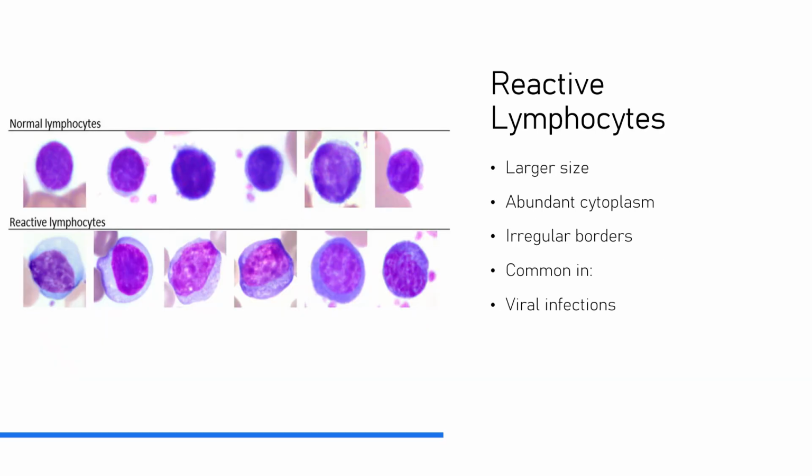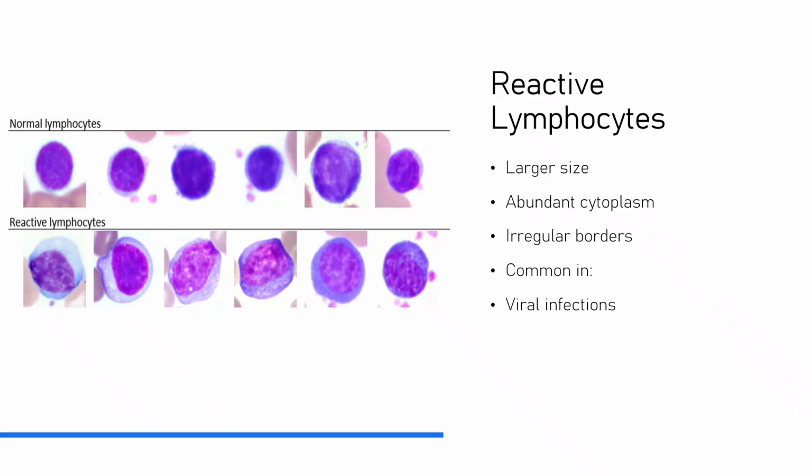Another classic example of reactive change occurs with lymphocytes, particularly during viral infections. Reactive lymphocytes are sometimes called atypical lymphocytes, although the term reactive is usually preferred because it emphasizes that this is a normal immune response rather than a malignant process. Compared to normal lymphocytes, reactive lymphocytes tend to be larger and more irregular in appearance.